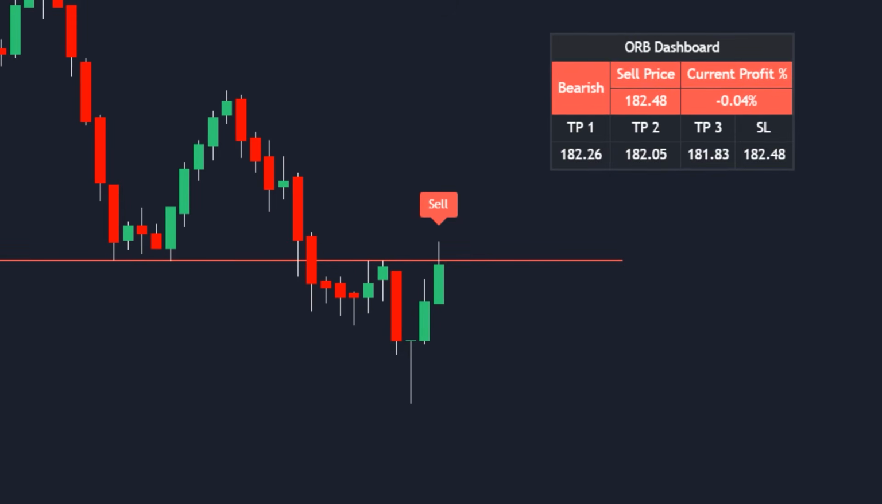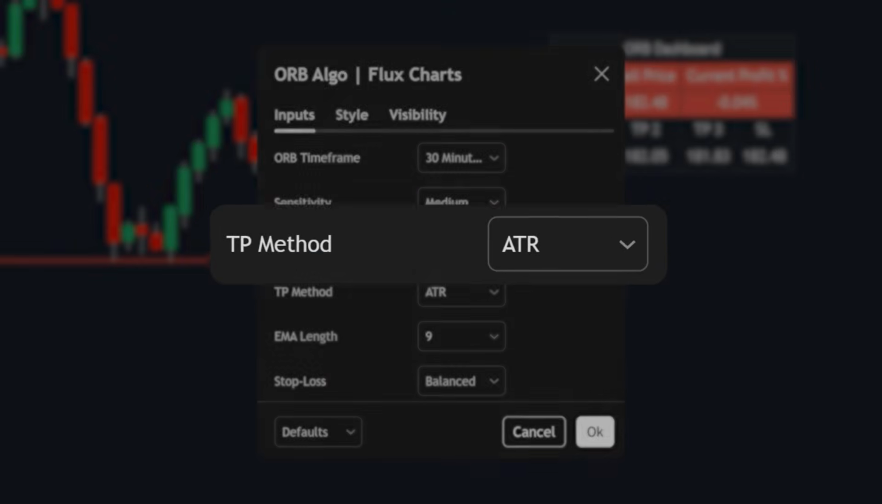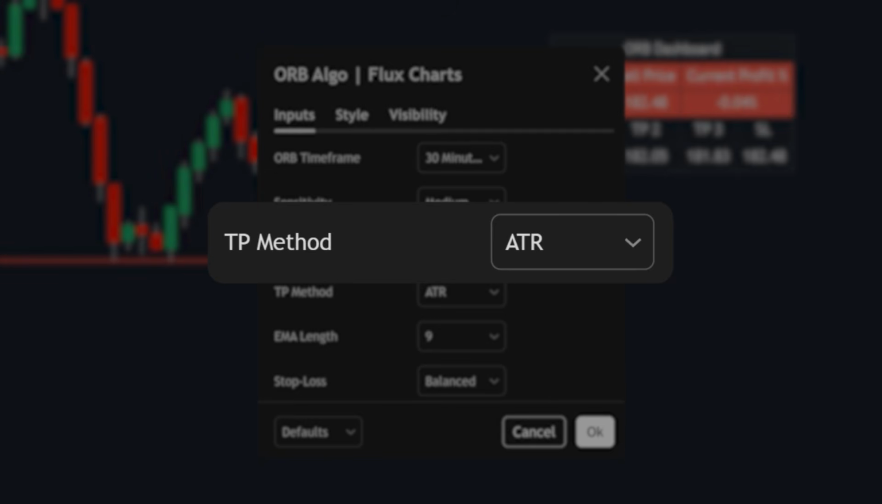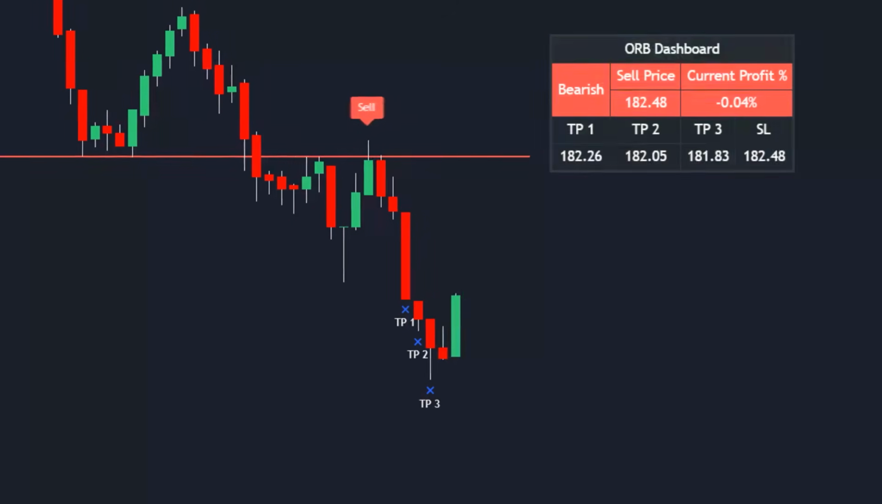Now, look what happens. The indicator automatically shows where the stop loss and take profit levels are on the dashboard. Keep in mind that the take profit levels are only shown in advance when using the ATR take profit method. Shortly after, price hits TP1, 2, and then 3 before reversing.